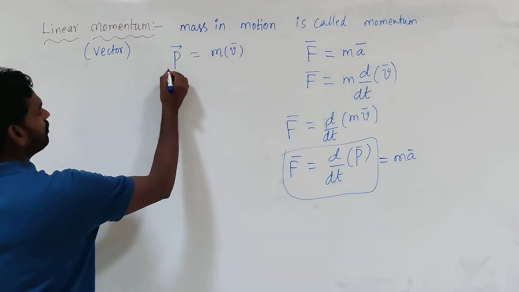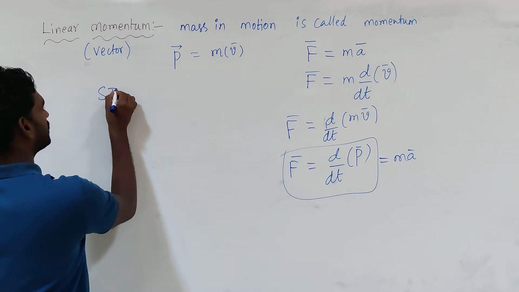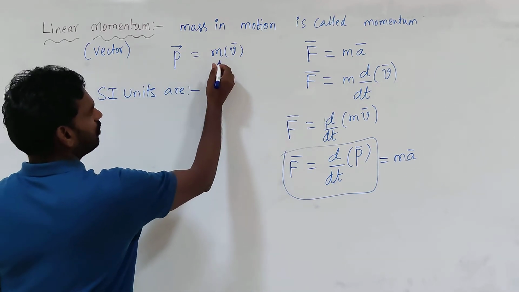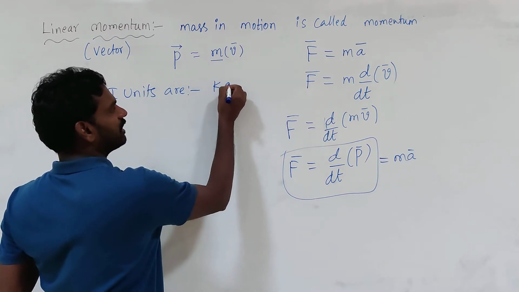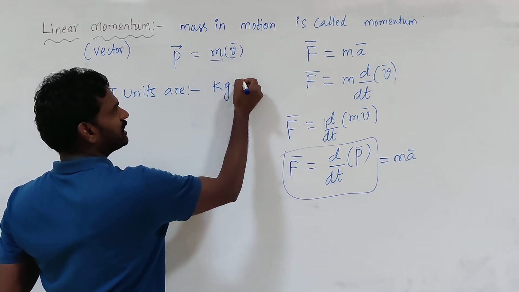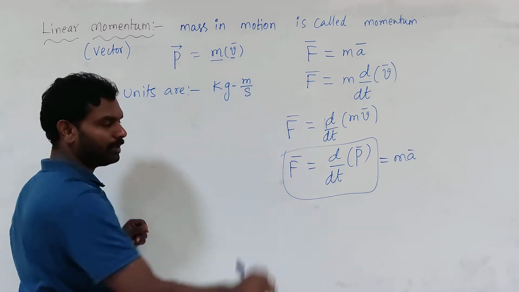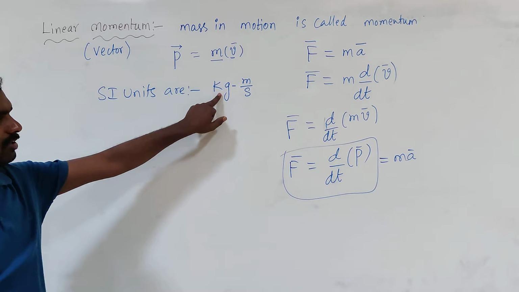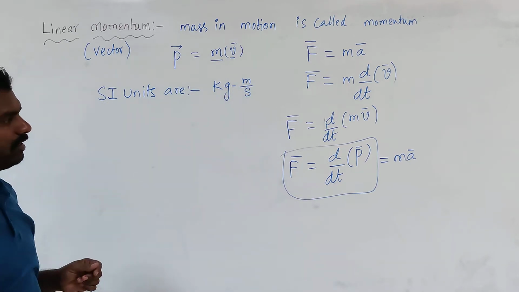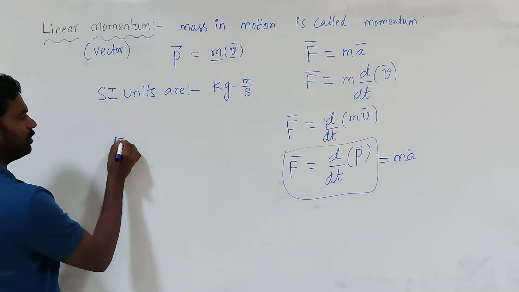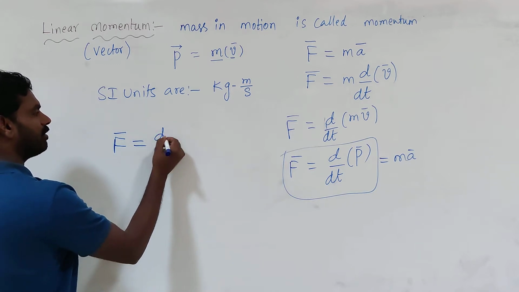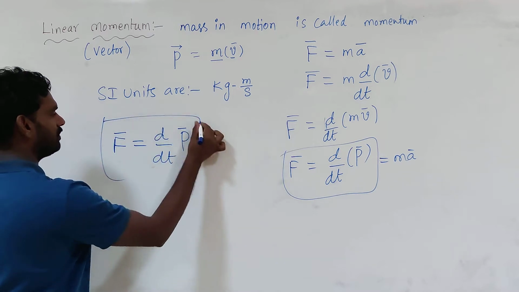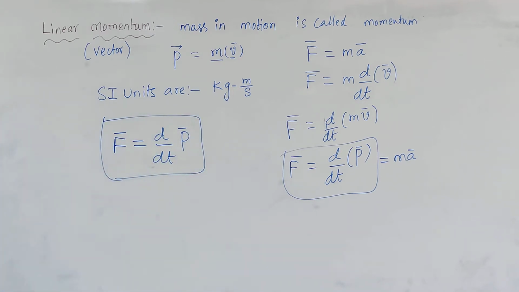Momentum is a vector quantity and its SI units are, for mass, kilograms, and for velocity, meter per second. So the SI units of momentum are kilogram meter per second. And from Newton's second law of motion, the net force acting on the object can be written as the rate of change of momentum. F equals the rate of change of momentum.